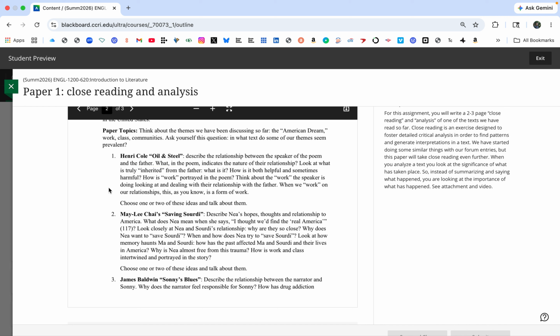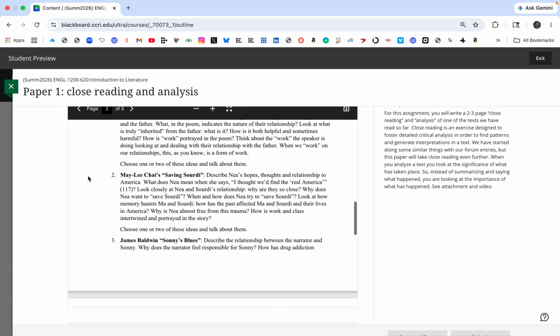How is it both helpful and sometimes harmful? How is work portrayed in the poem? Think about the work the speaker is doing, looking at and dealing with their relationship with the father. When we work on our relationships, this, as you know, is a form of work. And you're not going to be able to answer all of these, right? Choose one or two of these ideas and talk about them.